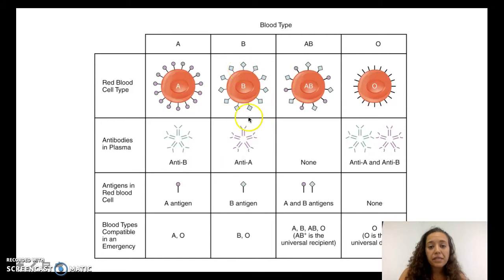Blood type B has B antigens, but you're born with A antibodies, and it would be attracted to A antigen. So if this blood was put in your system, it would agglutinate with it. AB has both antigens, so you don't have any antibodies. You would recognize everything as yourself, so this is the universal recipient. And O would have both A and B antibodies, but they are the universal donor because they can go into this person, there's no antibodies, this antibody wouldn't recognize it, this antibody wouldn't recognize it. So you can give it to any blood type A, B, or AB.